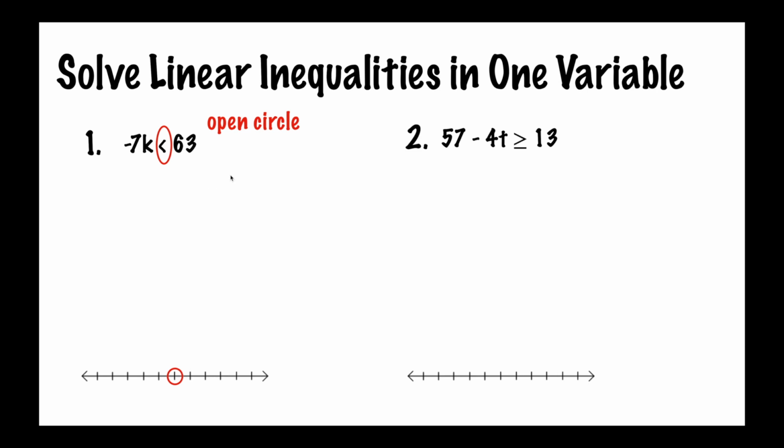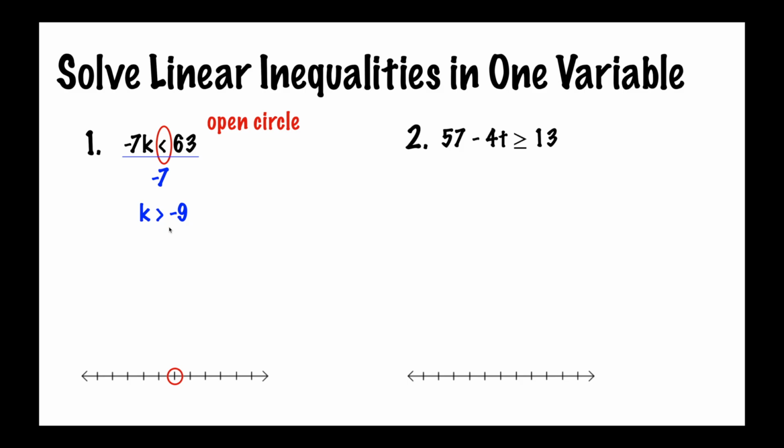So from here we will divide both sides by -7, just like we would do if we were solving an equation. We end up getting that k is greater than -9. And hopefully you notice that I am flipping this inequality here. As soon as I divide by a negative number, so as long as the denominator here is negative, we have to flip the direction of the inequality.